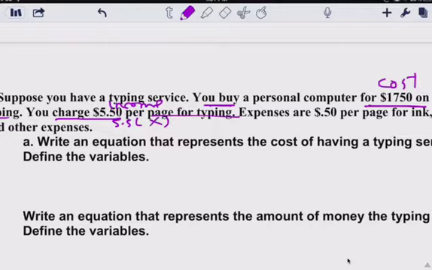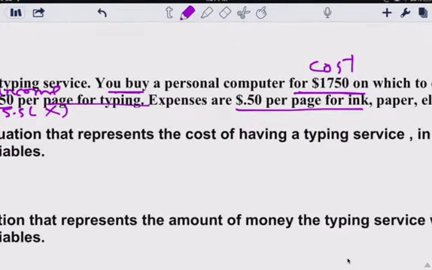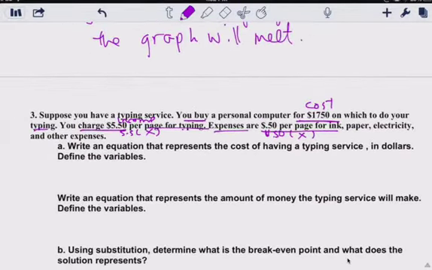So x is the number of pages. Expenses are 50 cents per page for ink. So this is the expense, 50 cents per page times x for ink, paper, electricity, and other expenses. Okay? Write an equation that represents the cost.